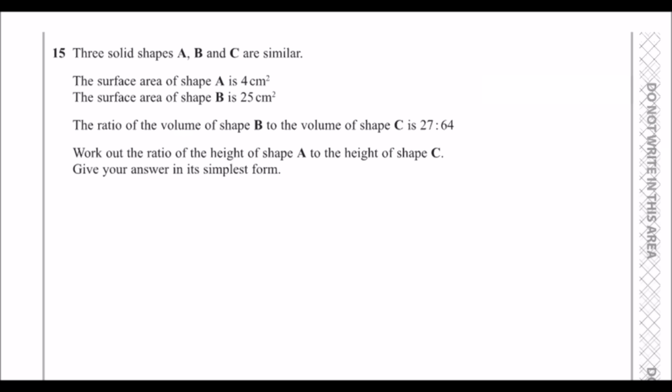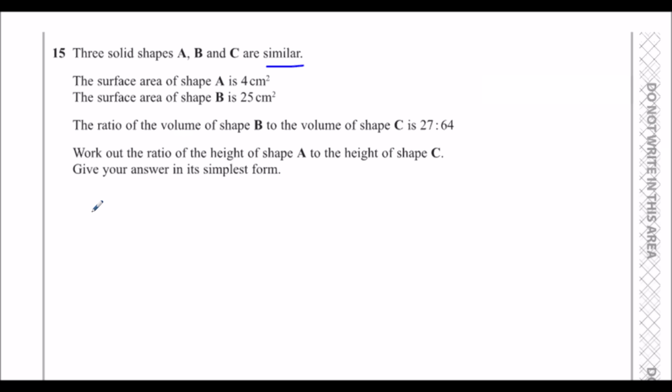Question 15. 3 solid shapes, A, B, and C, are similar. The surface area of A is 4 centimeters squared. The surface area of B is 25 centimeters squared. And the ratio of the volume of B to the volume of C is 27 to 64. Work out the ratio of the height of A to C.